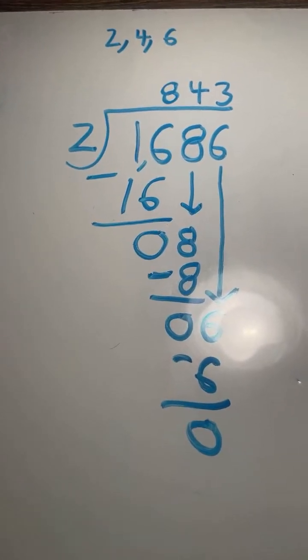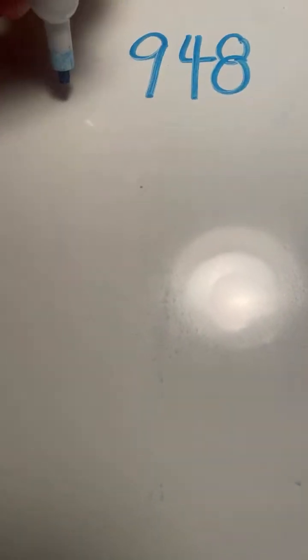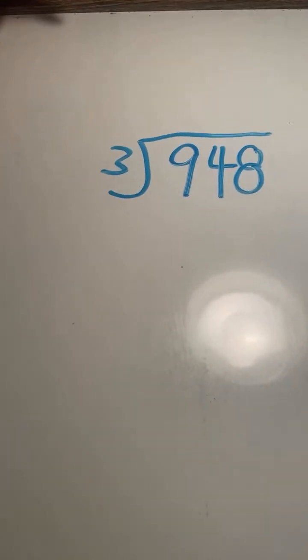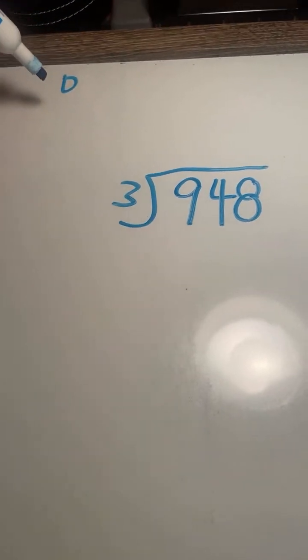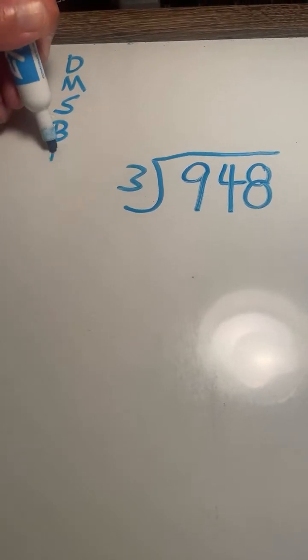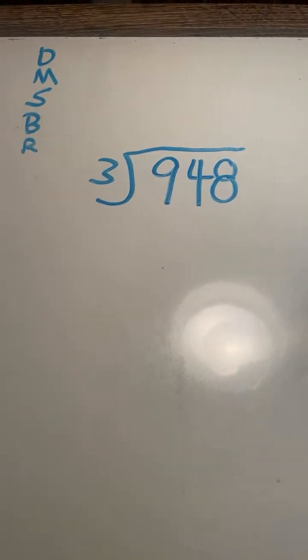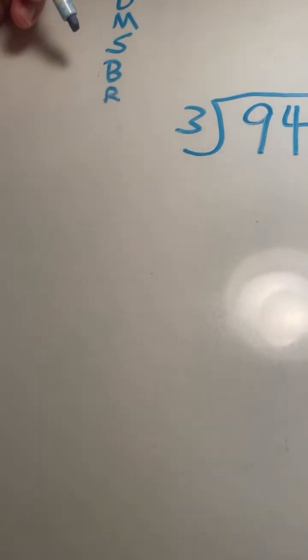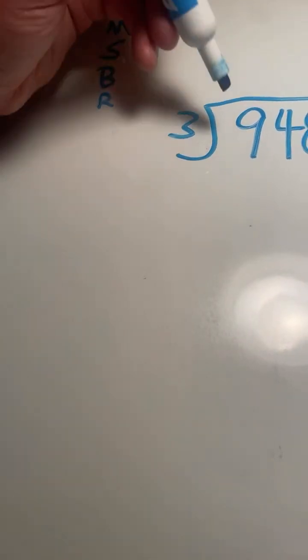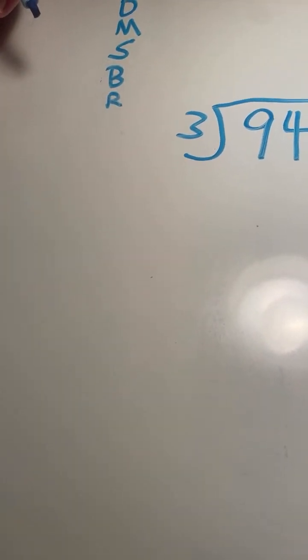All right, moving on to our final example. So last example problem. We have 948 divided by 3. Not going to do any skip counting here, but these are the steps. We divide, we multiply, we subtract, we bring down, and we repeat. All right, so starting with the smallest number possible, we can start with 1 digit by 1 digit division here because 9 is bigger than 3.